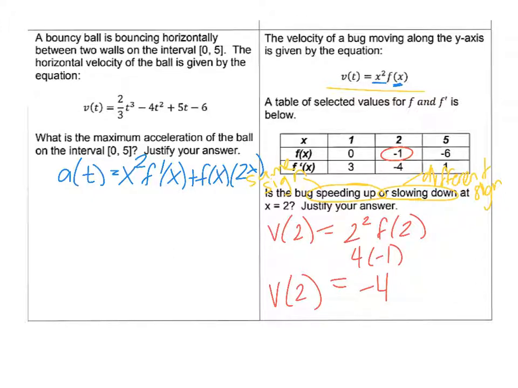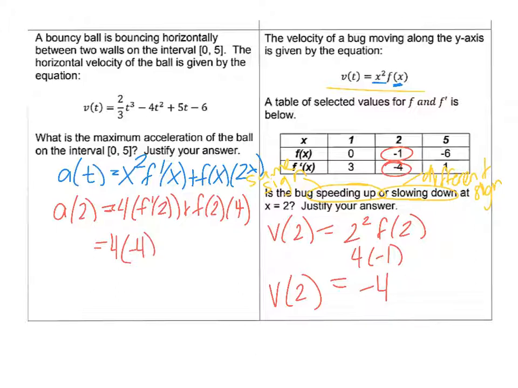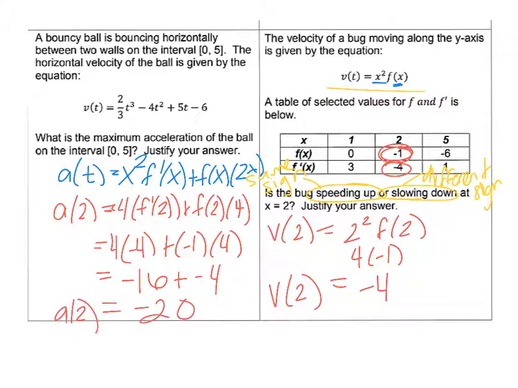And substituting in for a of 2 now, I have 2 squared, which is 4, times f prime of 2, plus f of 2 times 2, which is 4. So my f prime of 2, looking at my table, is negative 4, plus f of 2, which is negative 1, times 4. So that's going to be negative 16 plus a negative 4. So acceleration is also negative. So since both of them are negative, this must be speeding up.